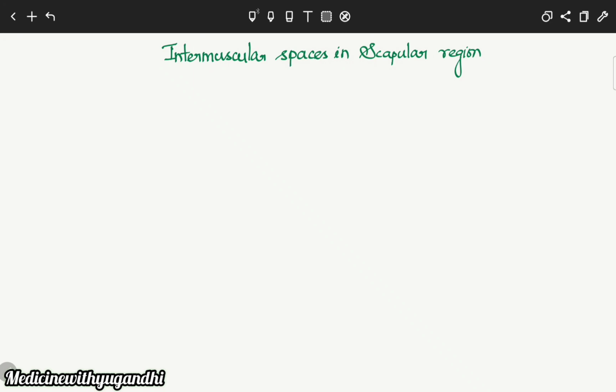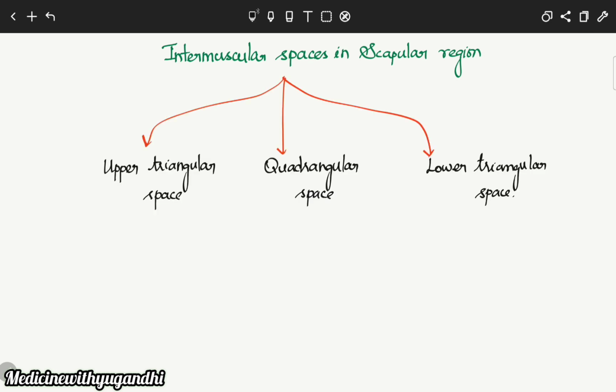In this video we are going to see about the subscapular spaces or the intramuscular spaces in the scapular region. The subscapular spaces are actually three in number. They are upper triangular space, quadrangular space and lower triangular space. Let us see the boundaries and contents of each and every space.